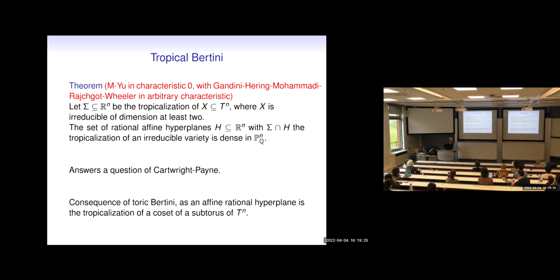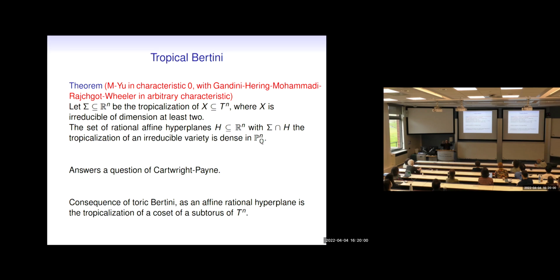Okay, and so this is our tropical Bertini theorem. This starts with work of mine with Josephine in characteristic 0. This was our first paper where we discovered the work of Fuchs, Mantova, and Zannier, who had their characteristic 0 toric Bertini theorem, so we could use that. And then we joined with the rest of the group to prove the characteristic P Bertini theorem and actually get this thing in general. And what does it say?